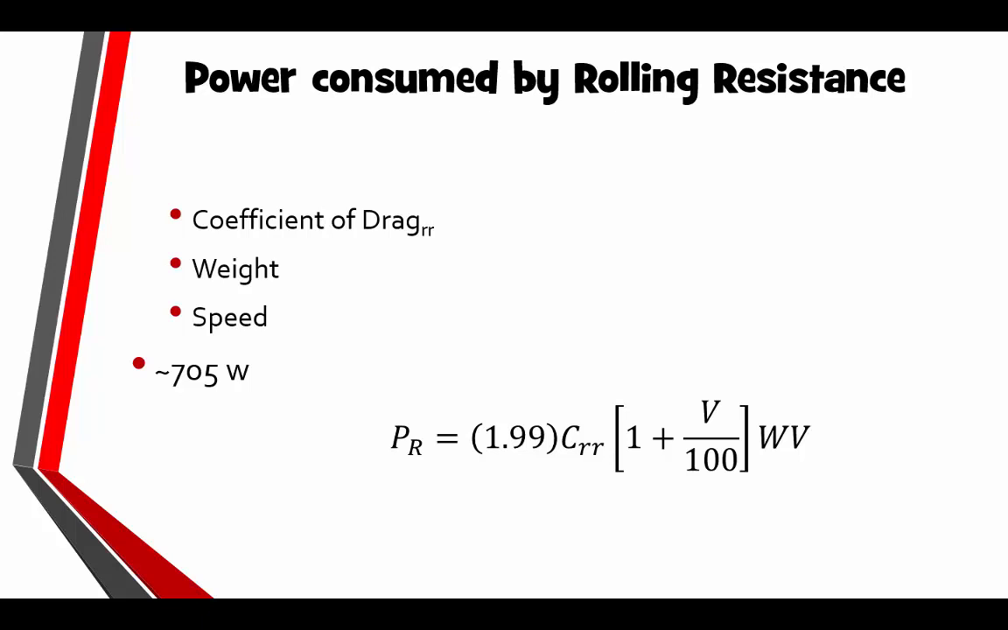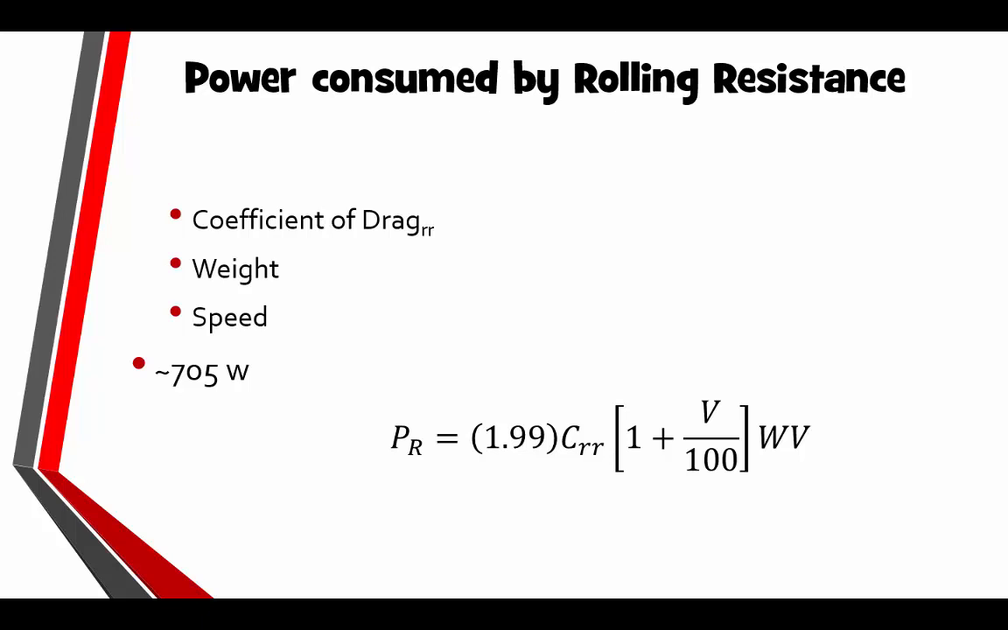Now let's talk about rolling resistance. Rolling resistance is a function of your drag coefficient, the weight of the car, and the speed of the car. And you can see this formula here. It's 0.199 times the coefficient of rolling resistance drag times 1 plus velocity over 100 times the weight times the velocity. Now the velocity is in miles per hour and your weight is in pounds.